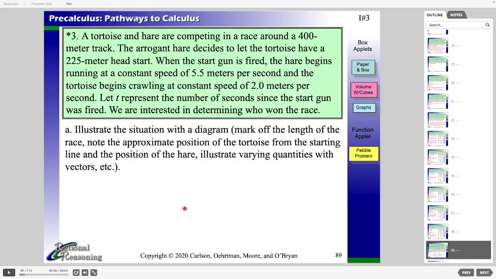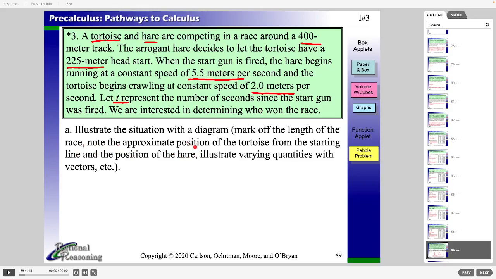Okay, so now we're going to talk about a tortoise and a hare. They're having a race. We're given some information. We've got a 400-meter track. The hare gives the tortoise a 225-meter head start. When the gun is fired, the hare begins running at a constant speed of 5.5 meters per second. The tortoise is crawling at 2.2 meters per second. Let t represent the number of seconds since the start of the gun, right? That makes sense. And then we're going to see who won the race.